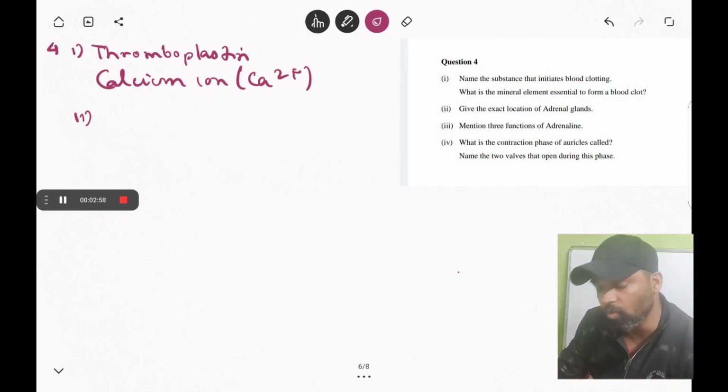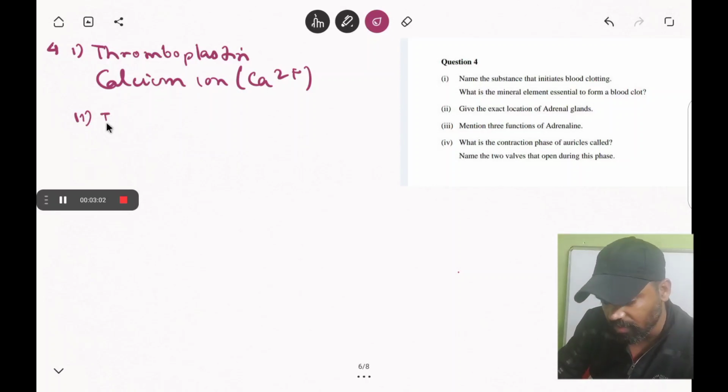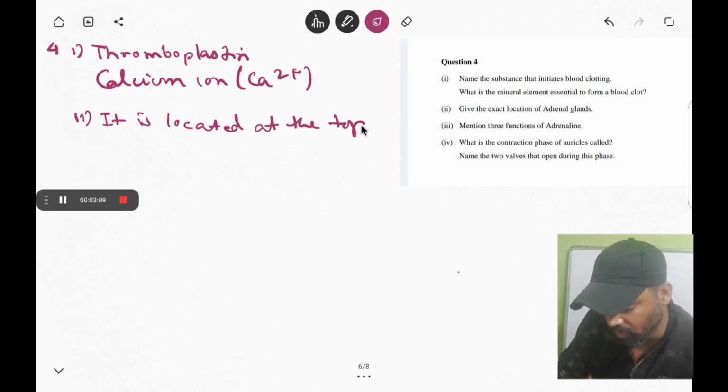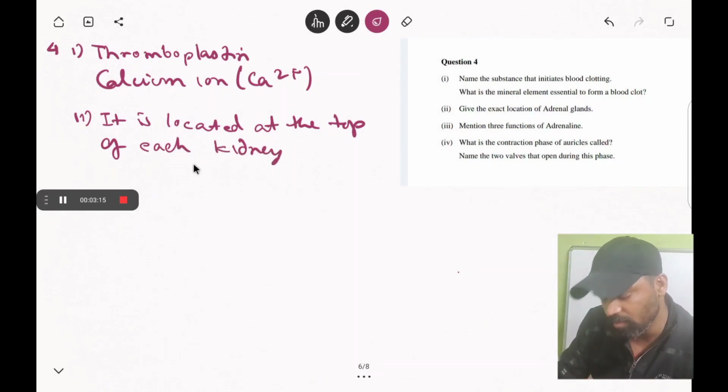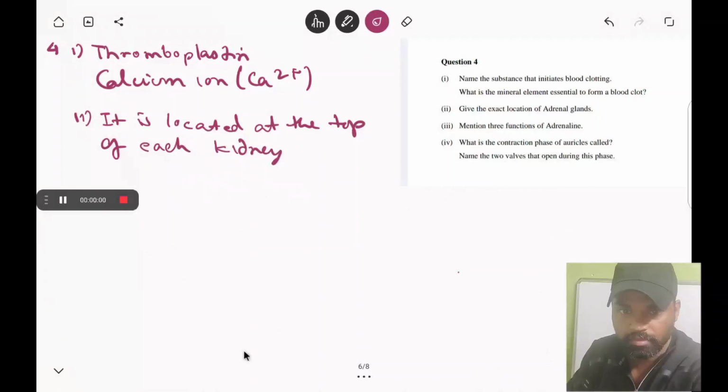Chalo, number 2. Give the exact location of adrenal gland. Very easy. It is located at the top of each kidney. That is the location. Yes or no? Now look at number 3, what they have told.